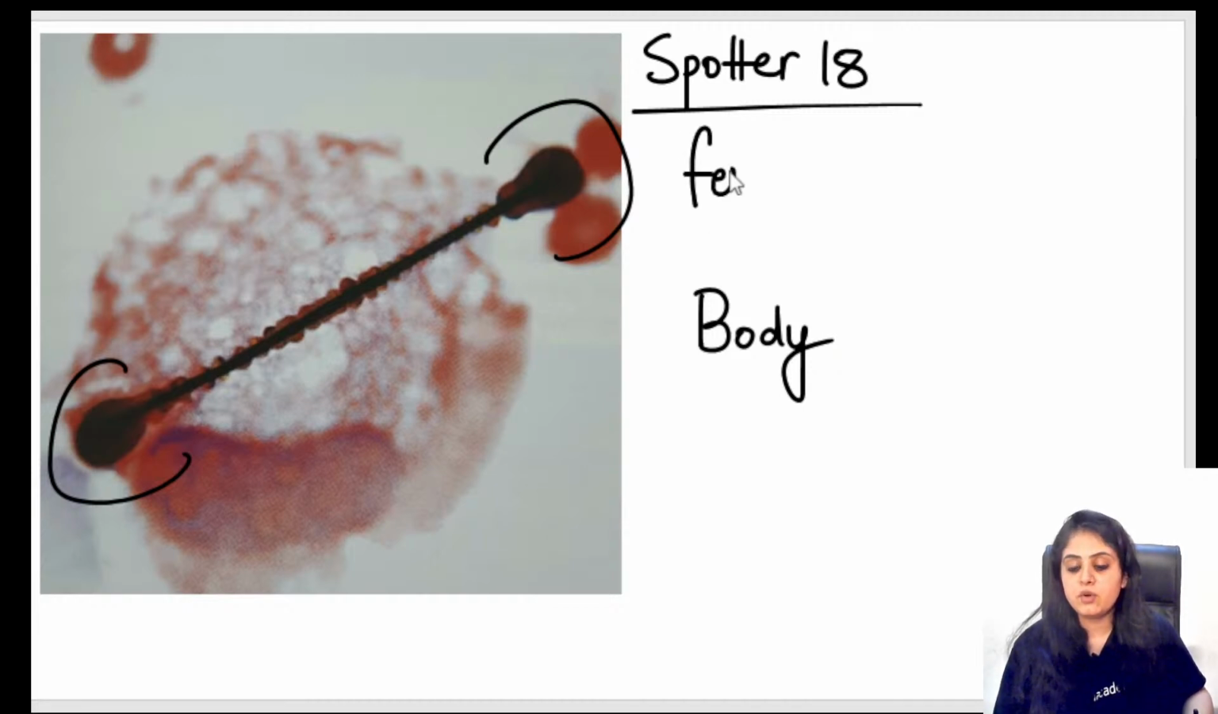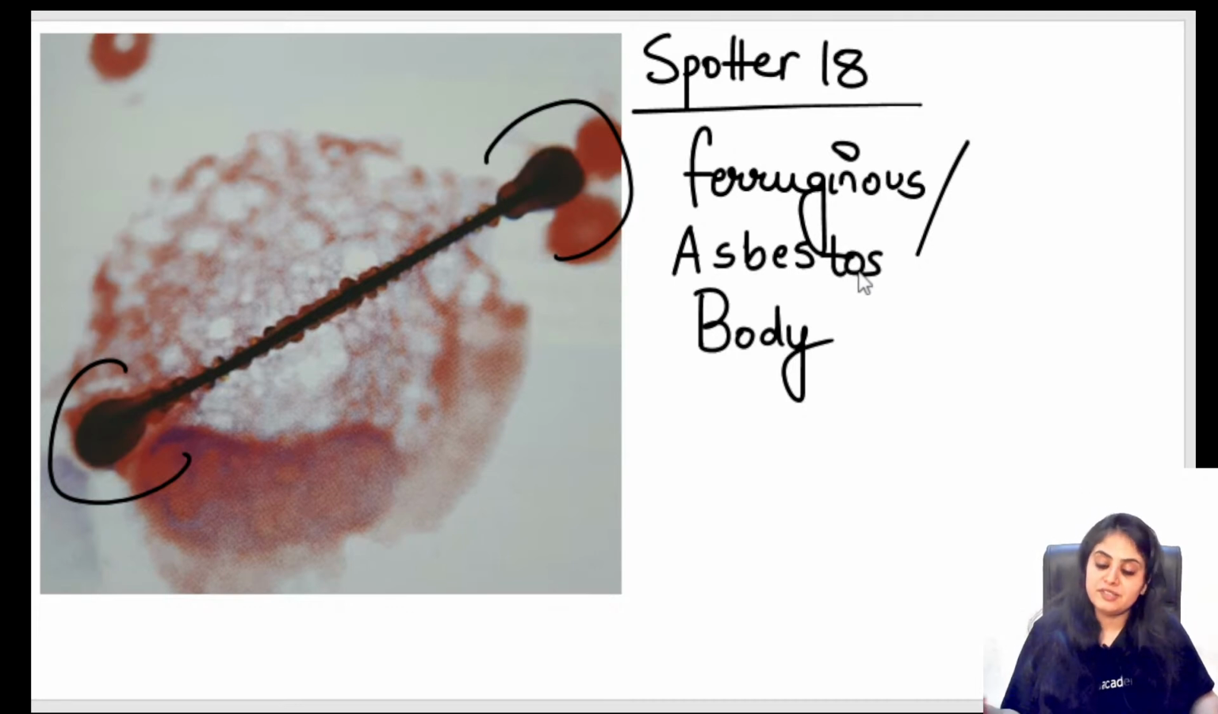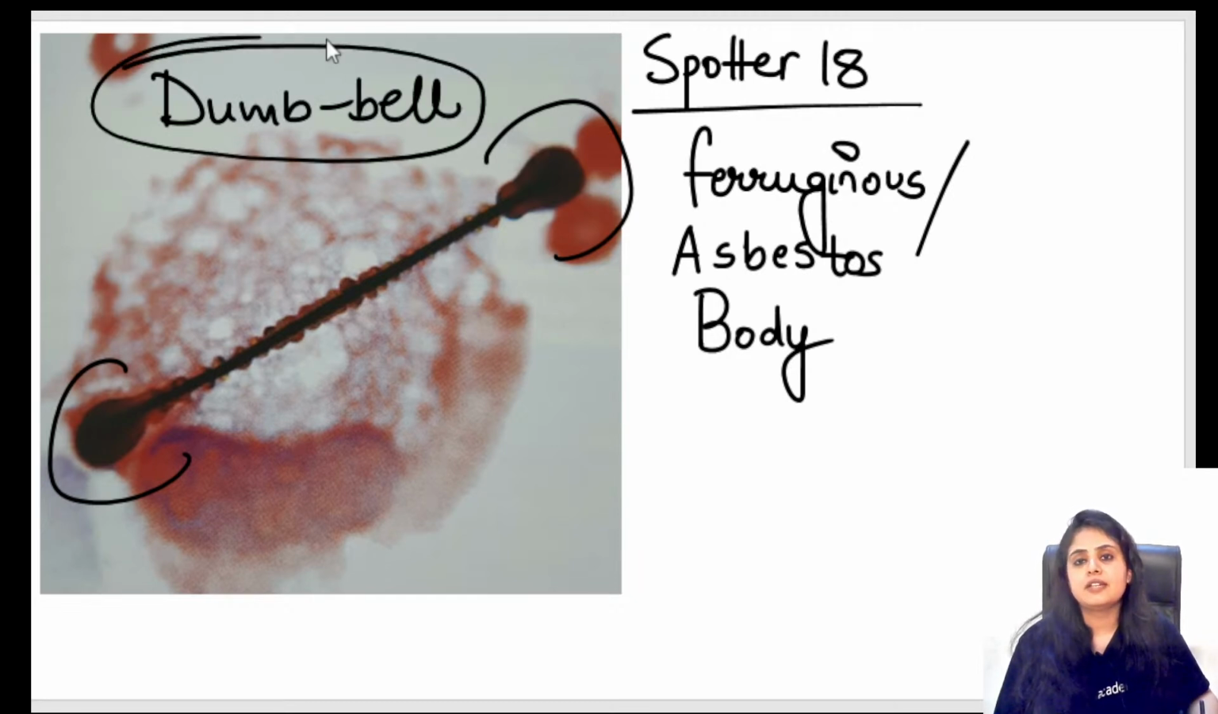Okay, one answer I've got is ferruginous body. So all the intelligent students have called it a ferruginous body, and all the students who like to keep it simple have called it asbestos body. So yes, we can call it either. Either we call it a ferruginous body or we call it an asbestos body, it means the same. The shape is very, very characteristic and that is the dumbbell shape. Nothing more that I want to ask you.